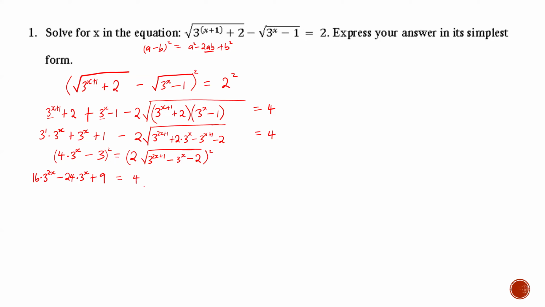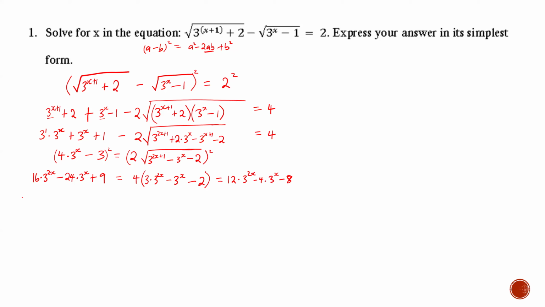On this side, I'll have 4 times 3 to the power 2x plus 1, minus 3 to the power x minus 2. Sorry, yes, minus 2. Now, it helps us if instead of writing this as 3 to the power 2x plus 1, we write this as 3 times 3 to the power 2x, as you're going to see going forward, because what we're going to get is a quadratic equation, and then we'll have to solve that quadratic equation. So if we simplify this, this is 12 times 3 to the power 2x minus 4 times 3 to the power x minus 8.